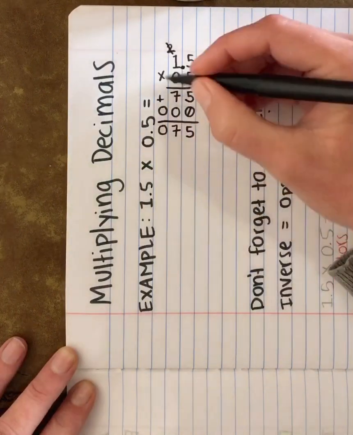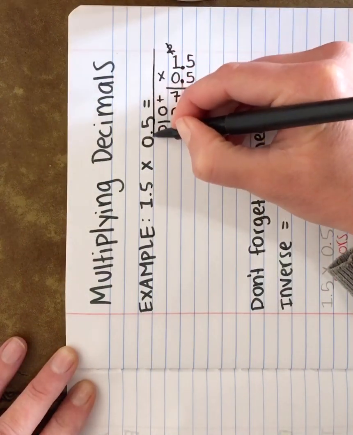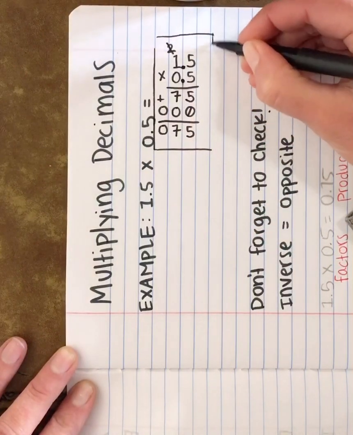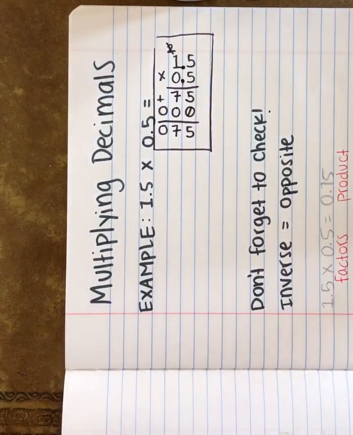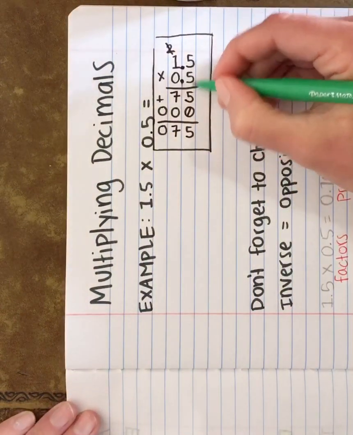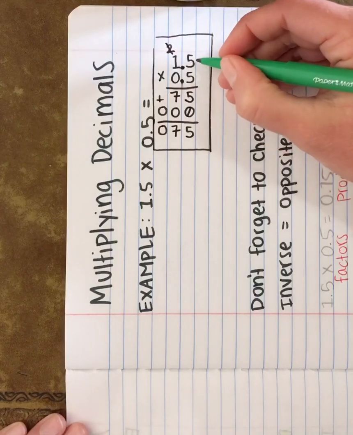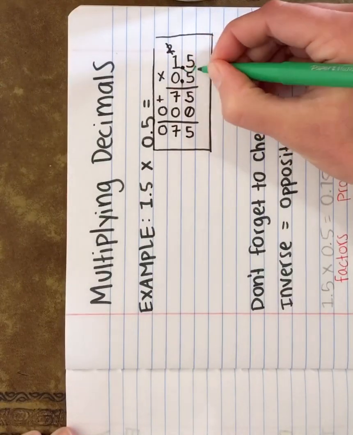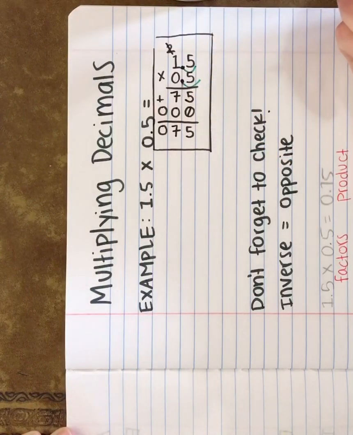Now we're going to do something special. I'm realizing this is a little crowded with my original problem, so I'm going to block it out. Something special with the decimal point. I'm going to count how many decimal place values there are in my factors, and I'm going to make sure I have the same number of decimal places in my product. Let's count. 1, 2. All right.